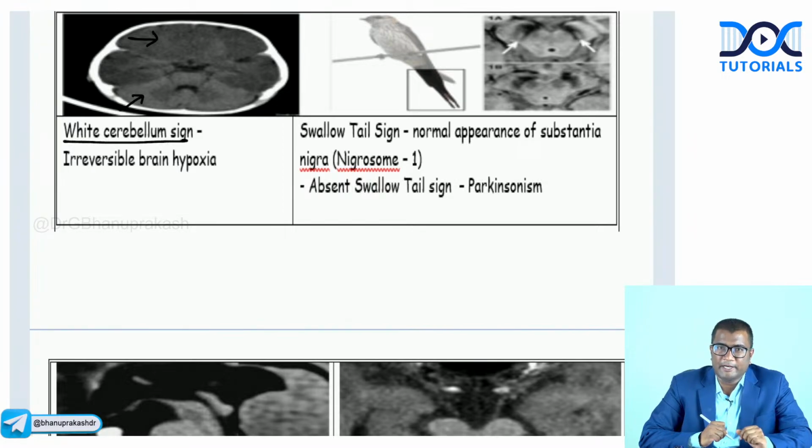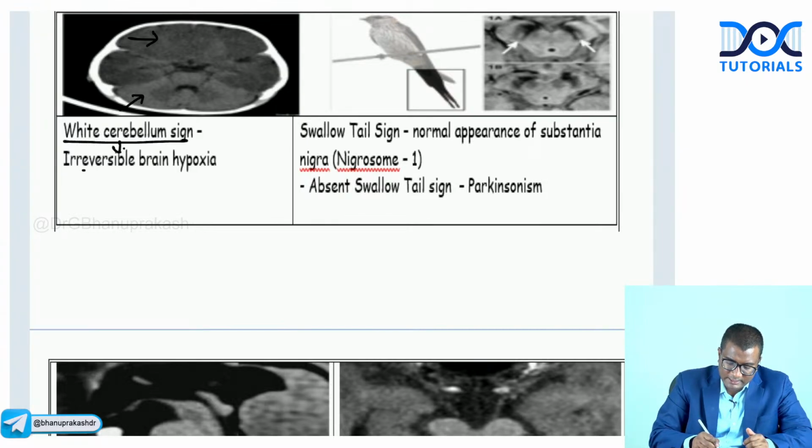poor perfusion to the brain, whenever we have hypoperfusion to the brain, the rest of the brain becomes hypodense, but cerebellum, because of its lot of collateral supply, you have a lot of blood vessels supplying the cerebellum, right? So ICA, PICA, superior cerebellar artery, and a lot of collateral supply. So it will escape the insult. So this will produce what is called as white cerebellum sign.